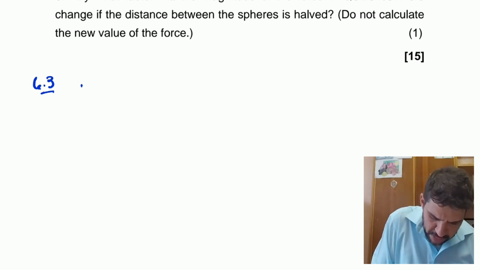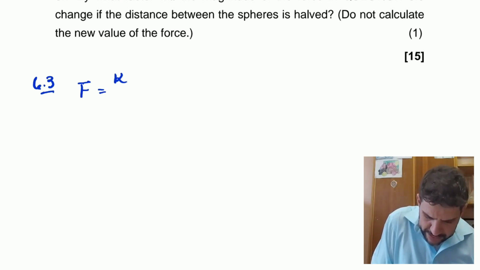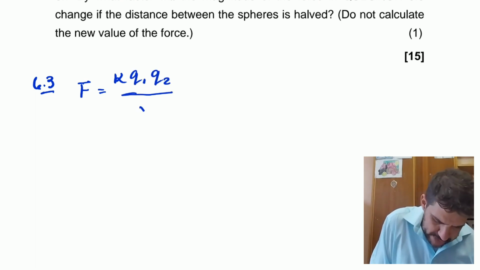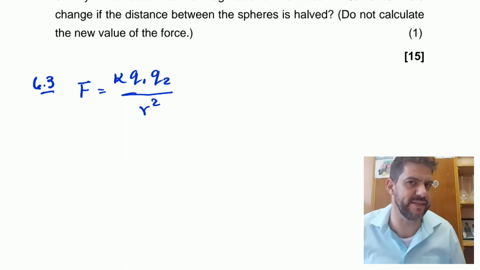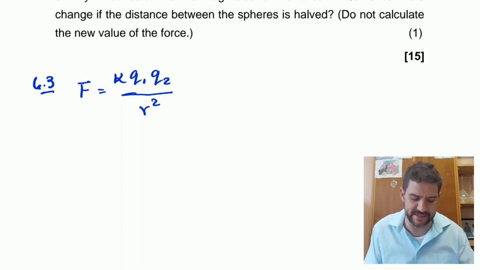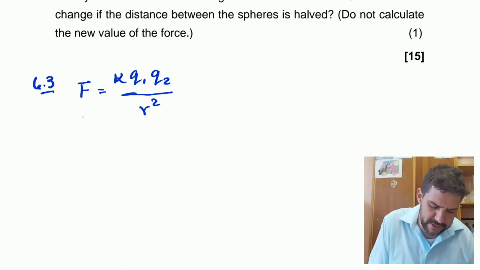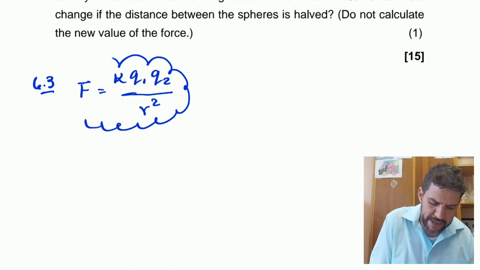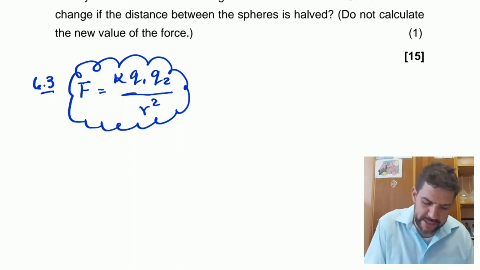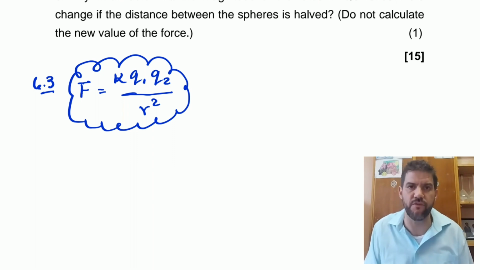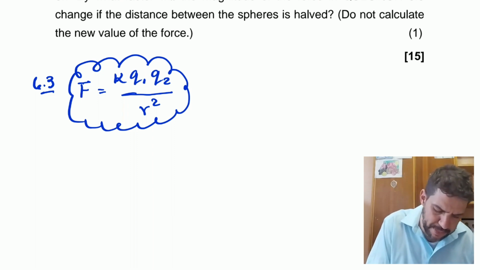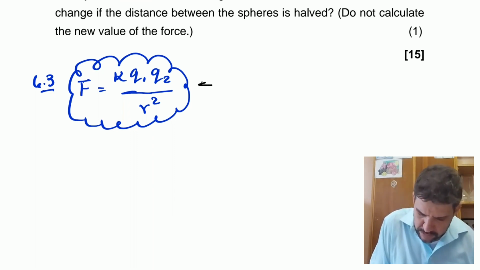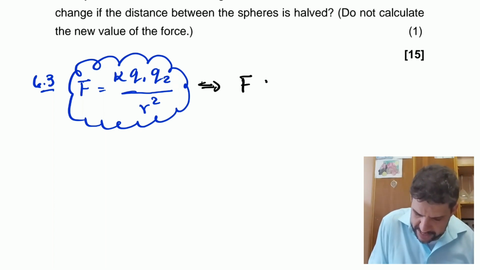Now, Coulomb's law, the formula is this one: k Q1 Q2 divided by distance squared. That distance doesn't mean radius, it means the distance between the charges. From here you can write the law. The law states that the electrostatic force between two charges is directly proportional to the product of the charges. That one is coming from here. The force is directly proportional to Q1 times Q2.